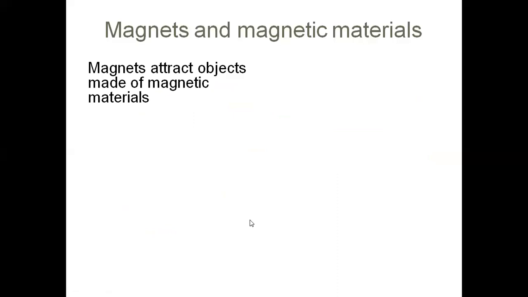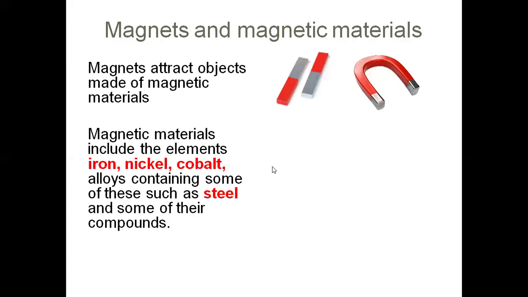So, magnets and magnetic material. A magnet attracts objects made of magnetic material. So these are the magnets shown. Usually the red color shows north and the gray color shows south. A magnet has two poles, north and south. And magnetic materials include iron, nickel, cobalt, and steel.